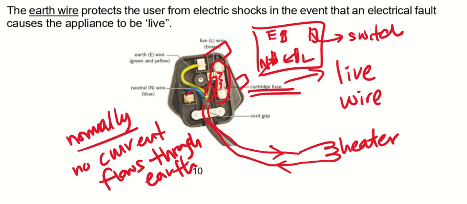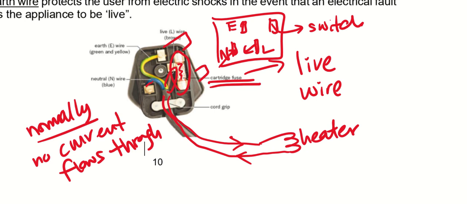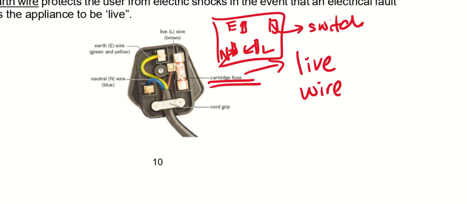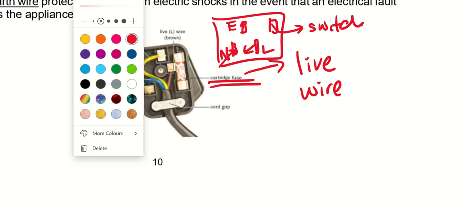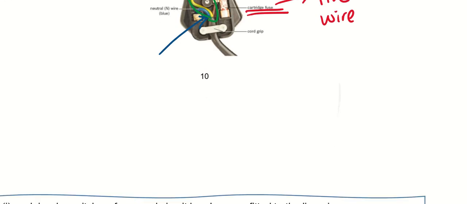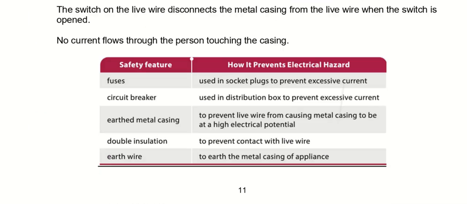Okay, so what is the purpose of the earth wire? Let's just do a quick recap. We have the cartridge fuse, we have the live wire, which is brown in color. We also have the blue wire, which is the neutral wire, and then we have our yellow and green wire, which is our earth wire. Usually current flows from live to neutral, and if there's no electrical fault, no current should flow through the earth wire.